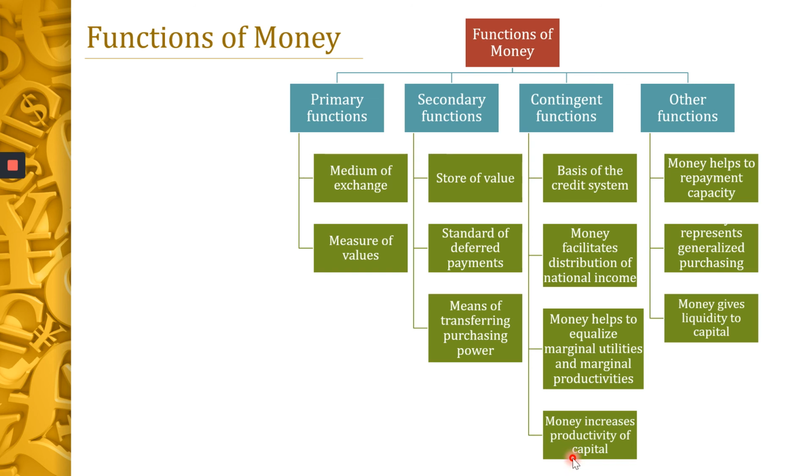Money is the most liquid form of capital, and in other words, capital in the form of money can be put to any use. So it is on account of this liquidity of money that capital can be transferred from the less productive to the more productive uses. So these are all the contingent functions of money. Basis of credit system: money facilitates distribution of national income. Money helps to equalize marginal utilities and marginal productivity. And lastly, money increases productivity of capital.